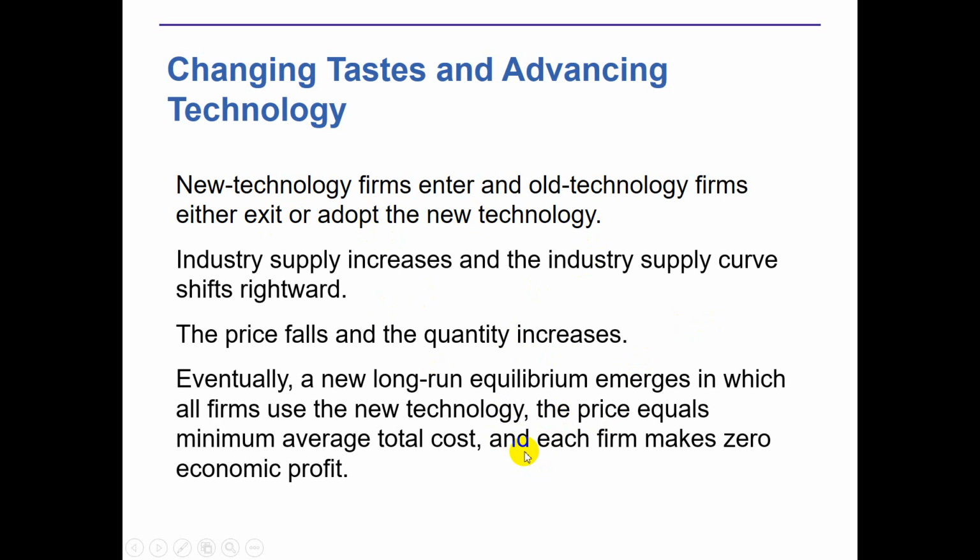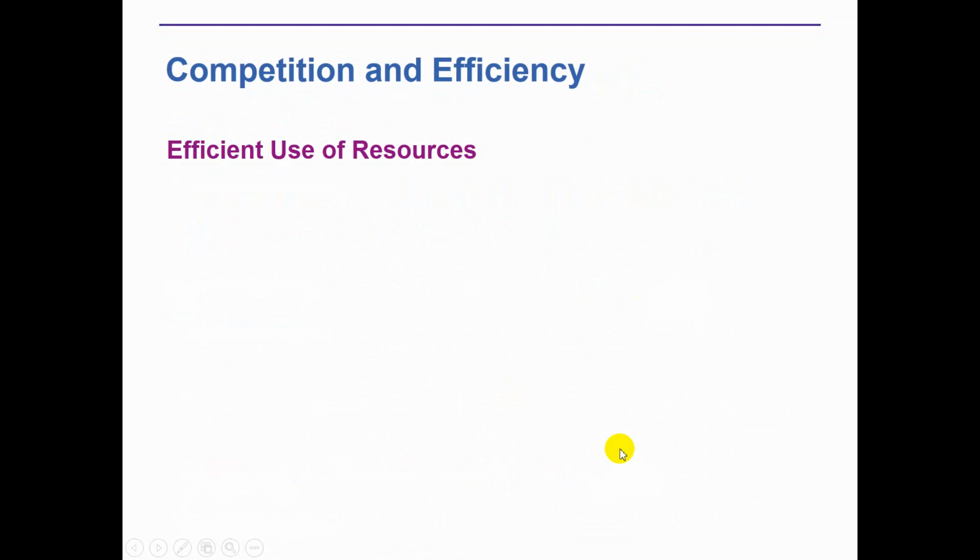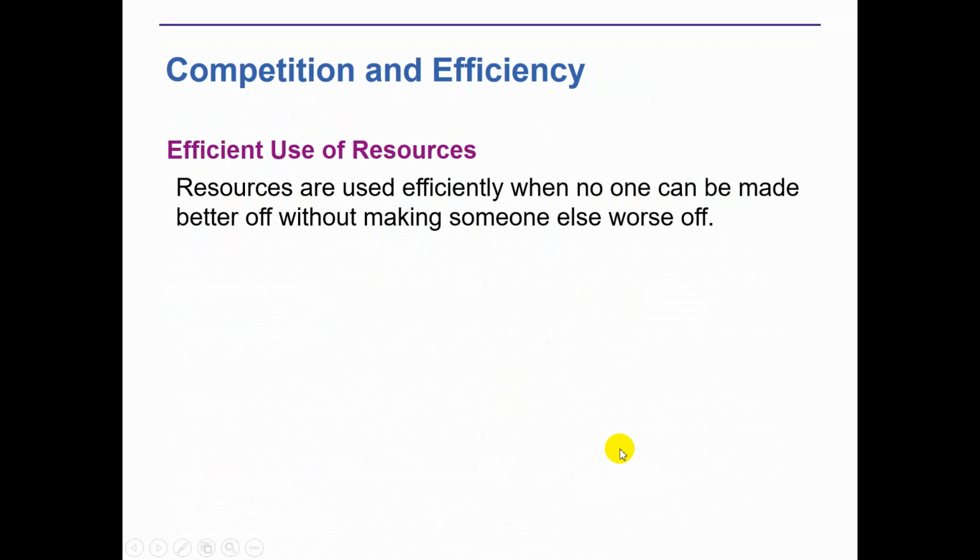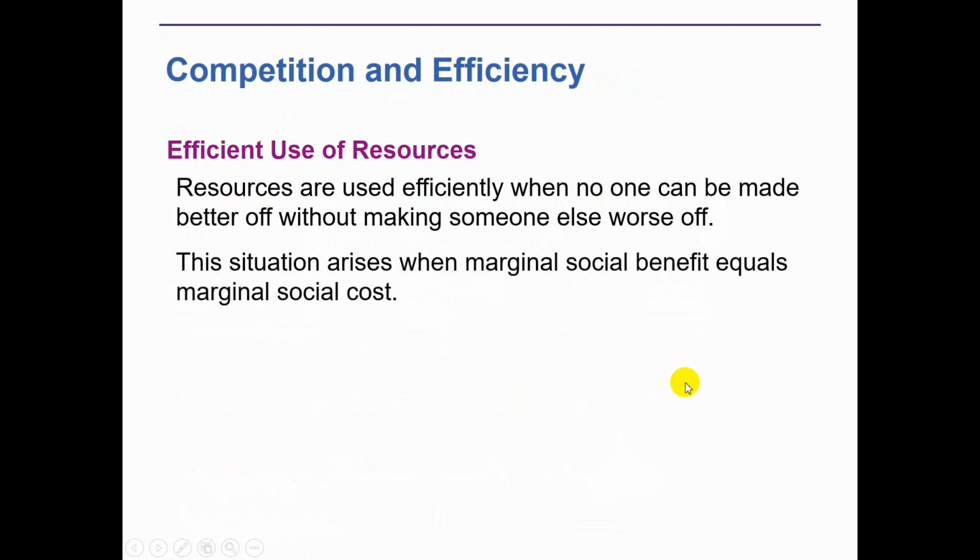Eventually, a new long-run equilibrium emerges in which all firms use the new technology. The price equals minimum average total cost, and each firm makes zero economic profit. Now, what about the efficient use of resources? Resources are used efficiently when no one can be made better off without making someone else worse off. This is Pareto optimality, because the market is at an efficient level. This situation arises when marginal social benefit equals marginal social cost.